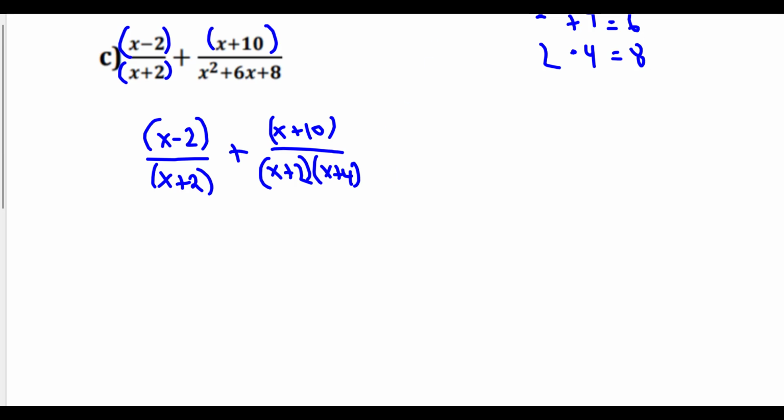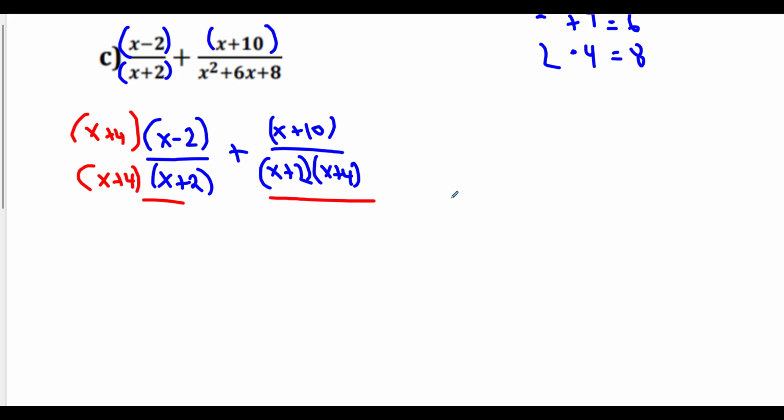Okay. Now let's look at the denominator. Are the denominators common? Well, kind of. They have similarities and differences. The similarities are x plus 2. They both have an x plus 2 factor, but one of them has an extra factor of x plus 4. So what you need to do is multiply the fraction that's missing that extra factor. I will multiply the first fraction, both top and bottom, by x plus 4.